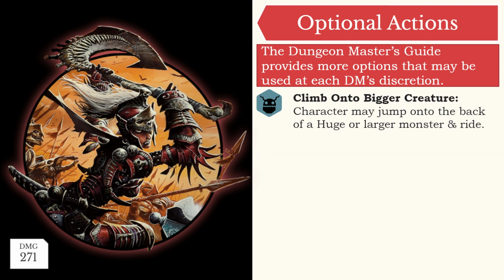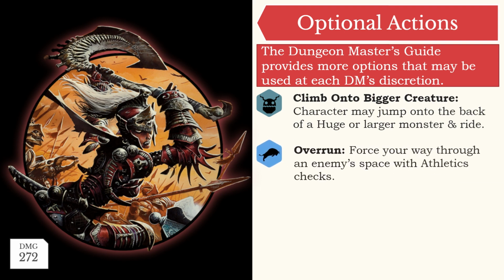The next option is called overrun. When some fool stands between where you are and where you want to be, sometimes it's best just to run them over. As either an action or a bonus action, a character can attempt to force their way through an enemy space with a contest of strength athletics checks.